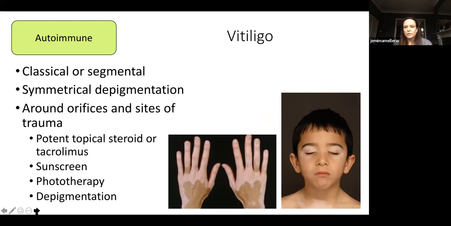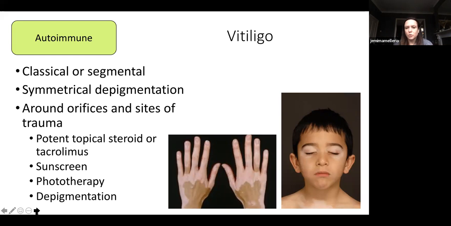It likes around the orifices, so around the ears, around the eyes, around the mouth, around the genital area, and symmetrically often sites of trauma, so the dorsal of the hands or the feet, knees and elbows in particular. And treatment-wise, potent topical steroid would usually be the first approach, or tacrolimus. I think tacrolimus is as good in my experience. You need to be careful to apply sunscreen. Those patches of pale skin can't protect themselves from the sun and are therefore prone to burning very easily.